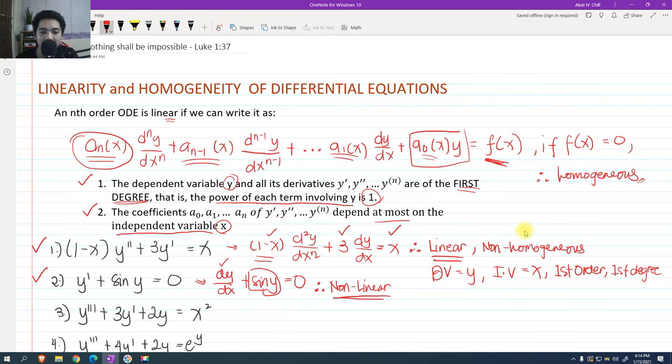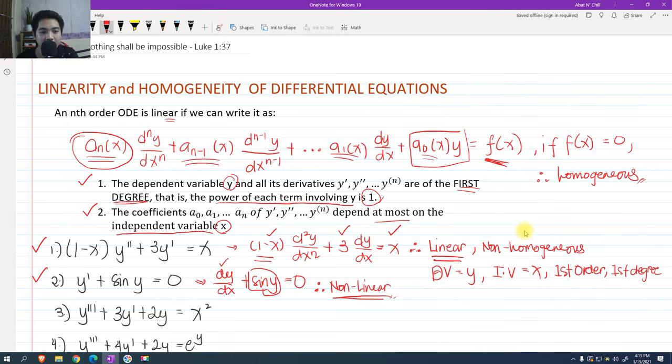I hope that is clear, because this is nonlinear. Sine itself is not linear. Sine of y. So it's important that the dependent variable should be linear. If this is replaced by simple y, it's okay. Since this is nonlinear, it is nonsense to talk about whether it is non-homogeneous or homogeneous, because none of the techniques that we're going to use here is suitable for solving that differential equation. So it's nonlinear.